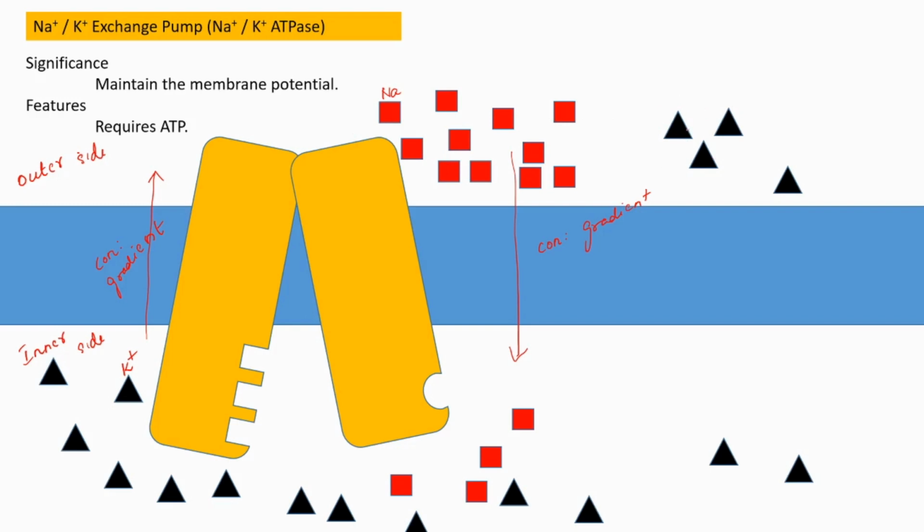If it goes on continuously for long, it may disrupt the normal membrane potential. We need to prevent that. For preventing that, the sodium potassium ATPase functions, and let's see how it is functioning.